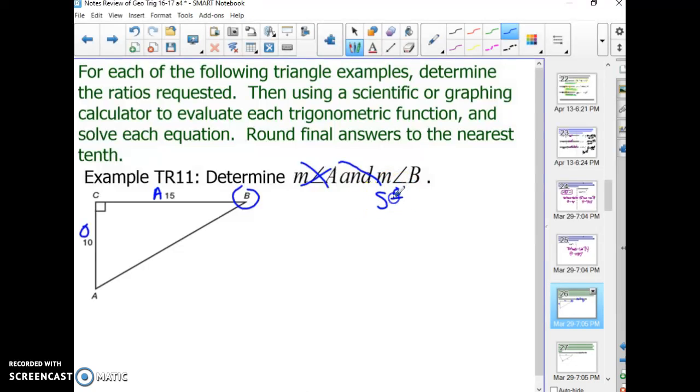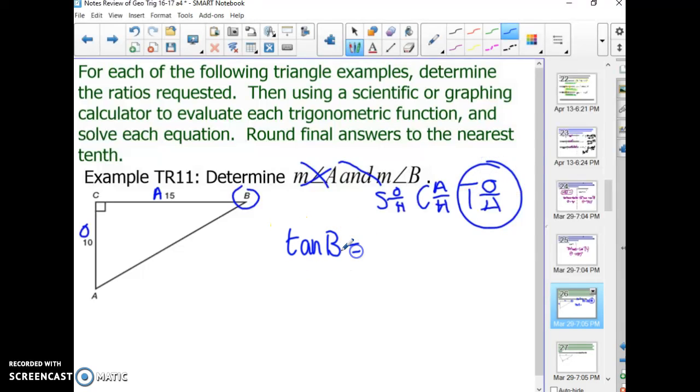So, some old hippie caught another hippie. If you need to, write this down in every problem. I have the opposite and the adjacent, so I'm using the tangent. So the tangent of angle B is equal to the opposite, which is 10 over 15.